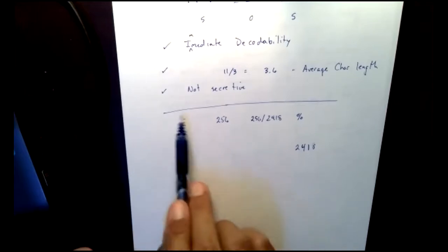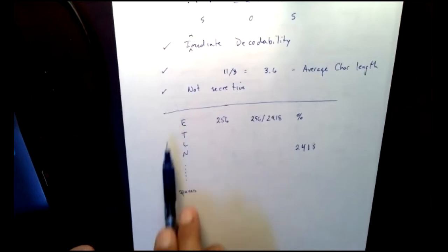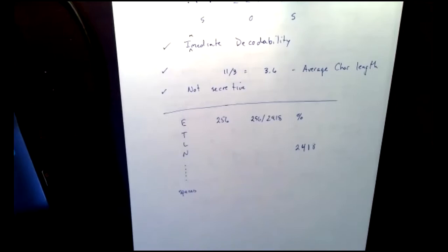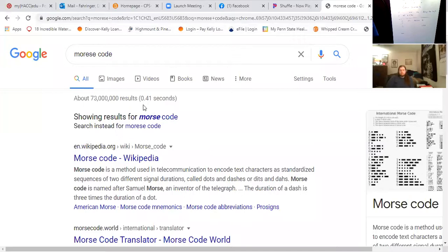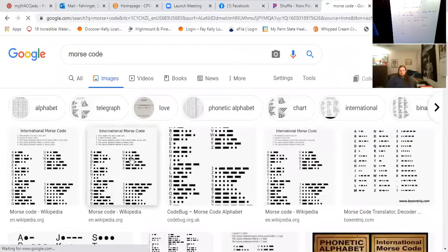So somebody clearly took document after document after document, and I don't have it with me, and they went through and counted. If I take a look at Morse code, share screen, let's go to here. Open a new one. I click Morse code and I get an image of Morse code.